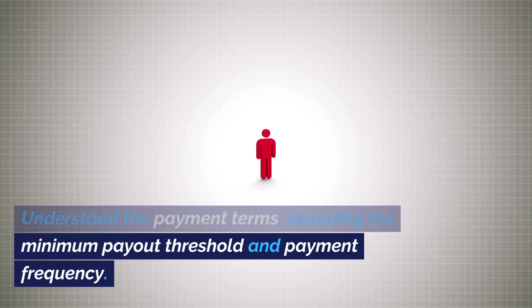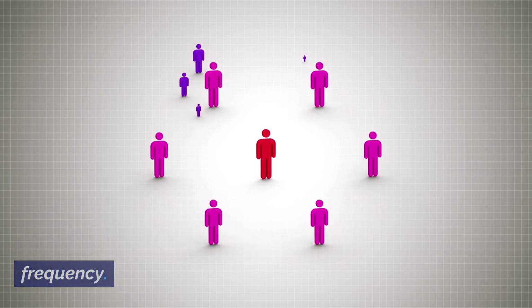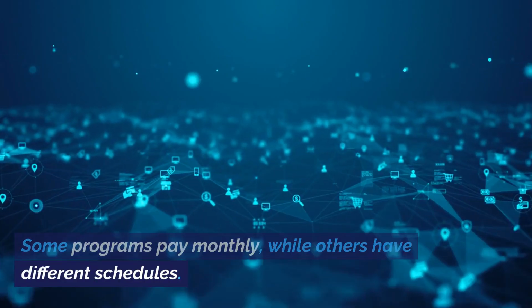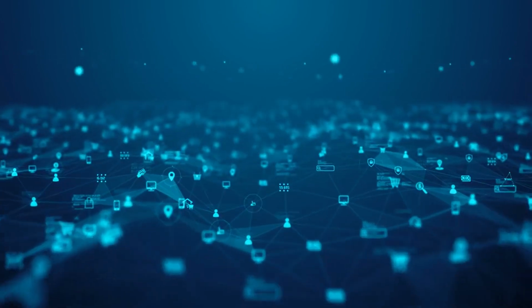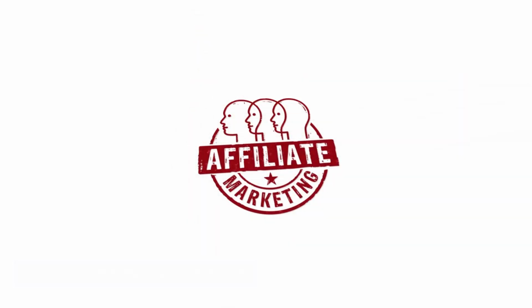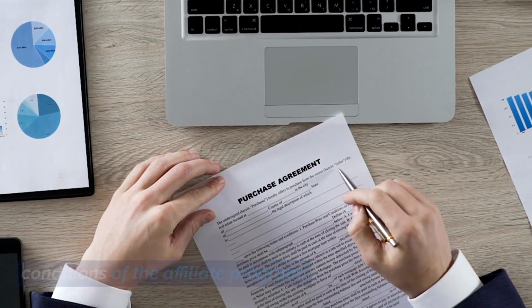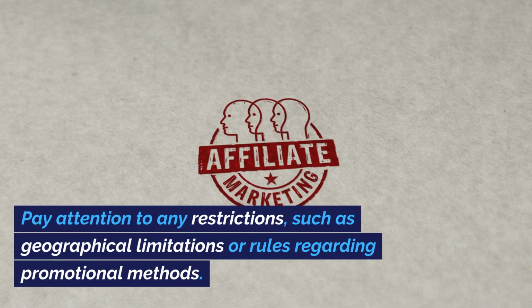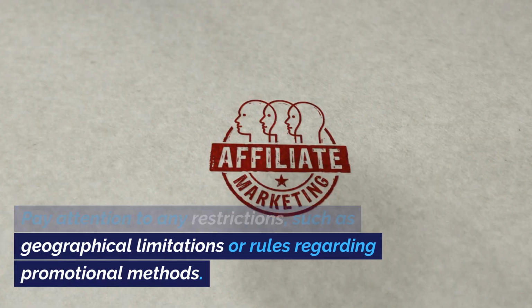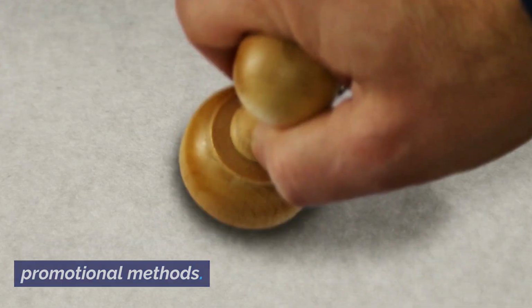Understand payment terms. Understand the payment terms, including the minimum payout threshold and payment frequency. Some programs pay monthly, while others have different schedules. Read terms and conditions. Thoroughly read and understand the terms and conditions of the affiliate program. Pay attention to any restrictions, such as geographical limitations or rules regarding promotional methods.